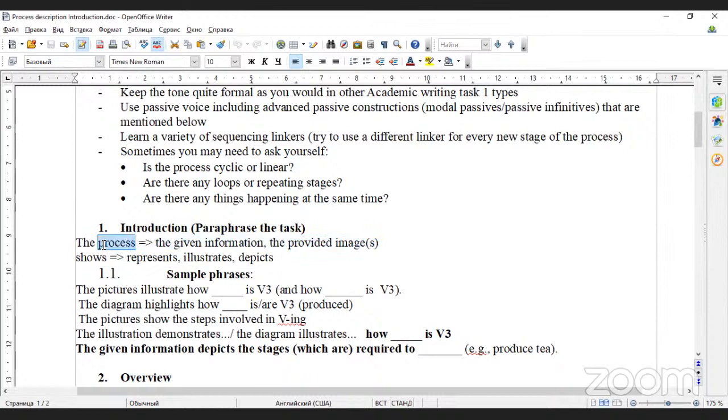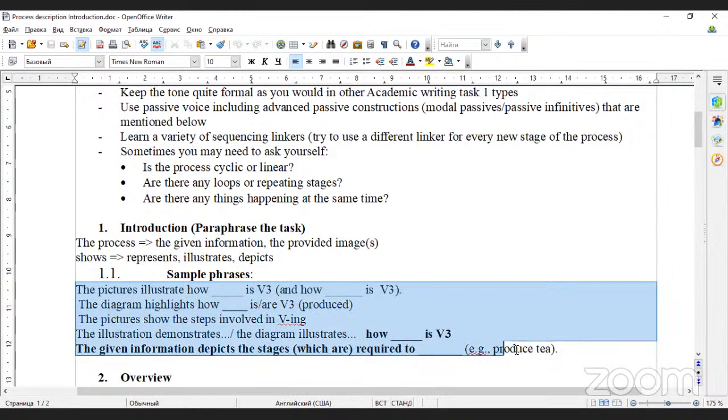But basically, when you write your introduction, how can you say process? You can paraphrase it as the given information or the provided images, and then it shows, represents, illustrates, depicts, or whatever. For example, you can say the pictures illustrate how silk cloth is manufactured, and also illustrates this life cycle of a silkworm. The diagram highlights how silkworm is produced. The pictures show the steps involved in producing silk cloth. The illustration demonstrates, or the diagram illustrates, how silkworm is produced. Or the given information depicts the stages which are required to do this and that. Okay, so these are the expressions.